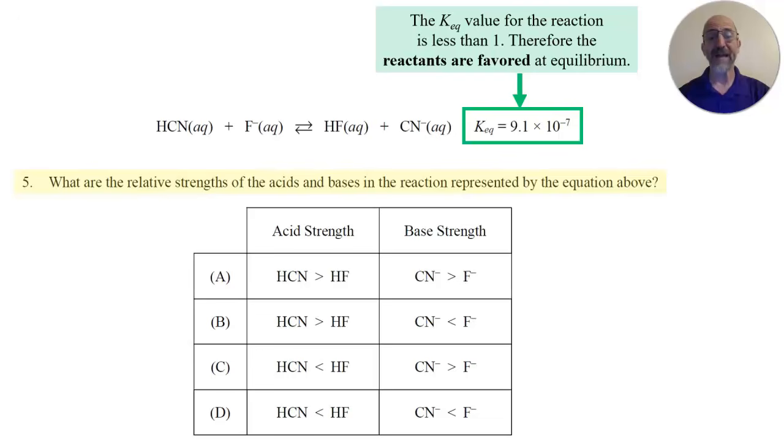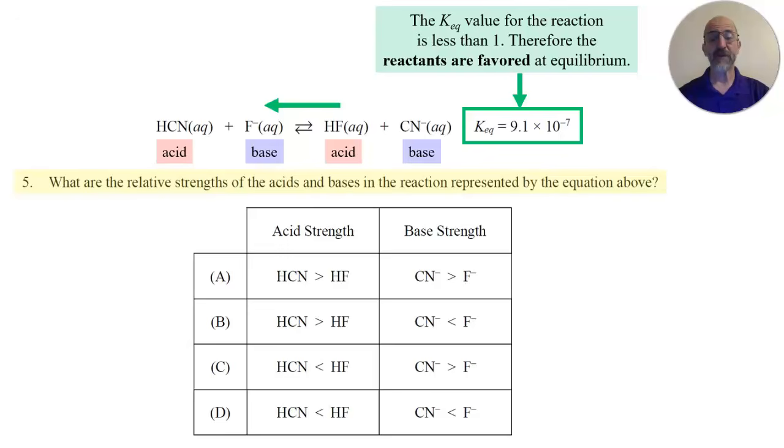Now, to show that the reactants are favored at equilibrium, I'm going to draw an arrow from right to left, and that indicates that the reactants are favored at equilibrium. So how do we answer question 5? We have to decide, is HCN the stronger acid, or is HF the stronger acid? Is F minus the stronger base, or is CN minus the stronger base?